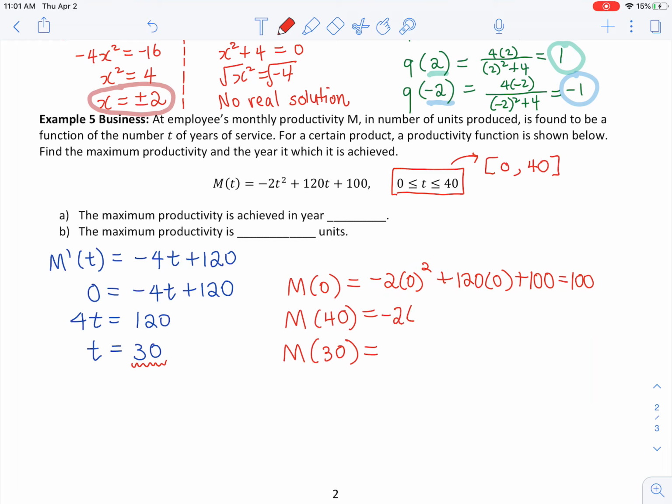Very nice. I'm going to need more room over there. Let's do m of 40. Negative 2 times 40 squared plus 120 times 40 plus 100.